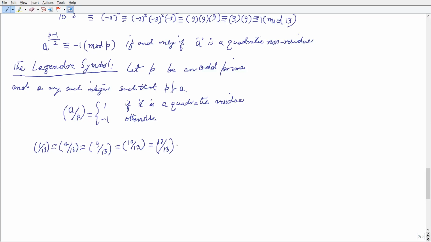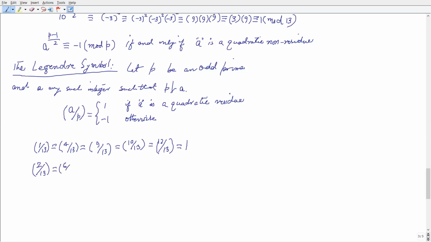So all of them are quadratic residues, so the value of the Legendre symbol for all those is 1. And 2 is not a quadratic residue of 13.